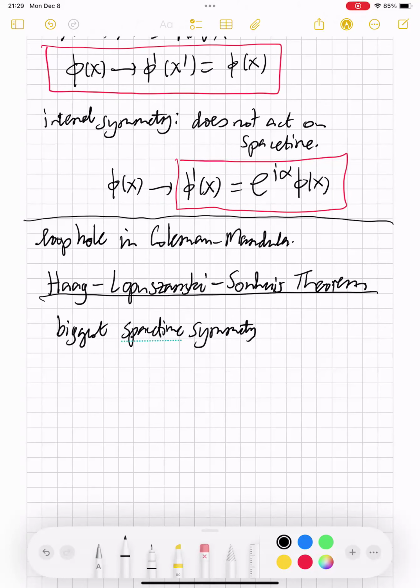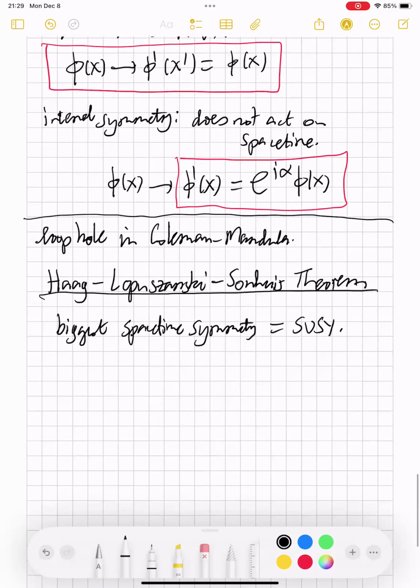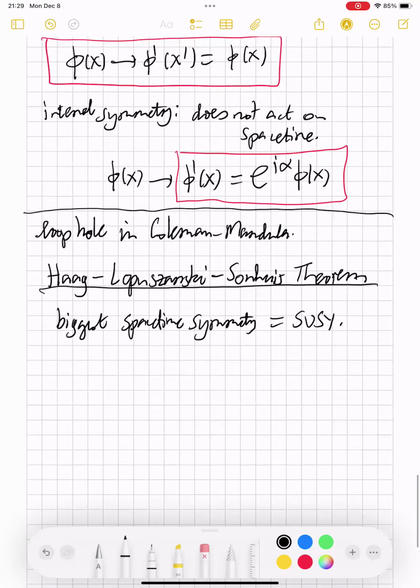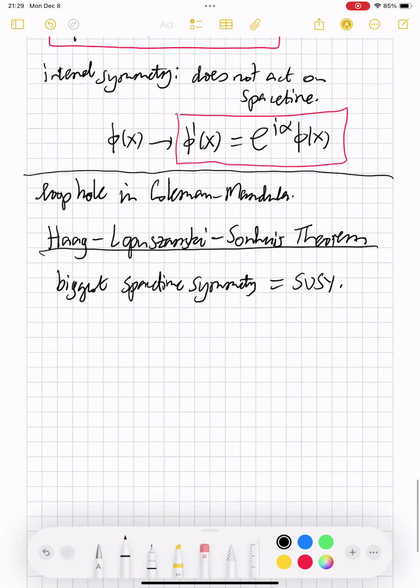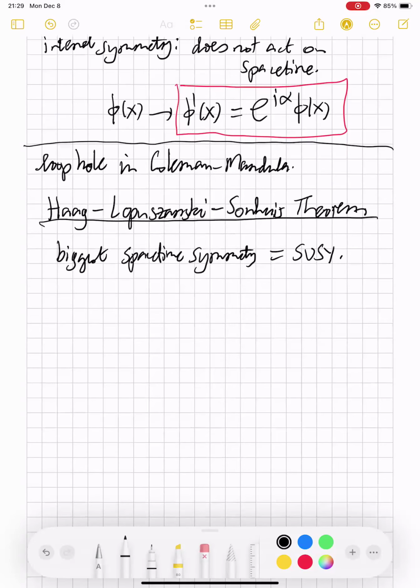I'm not going to say any more about supersymmetry. Maybe we'll do a course on that at some point. But for now, I'm just going to tell you that the biggest symmetry that you can have is supersymmetry.